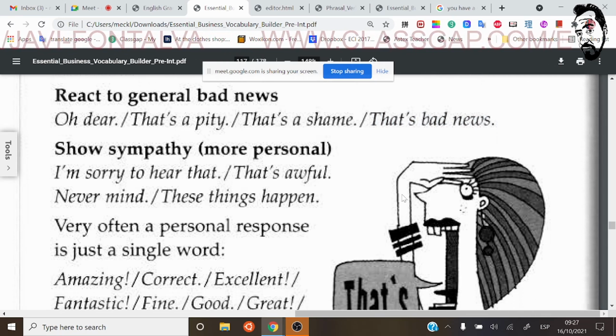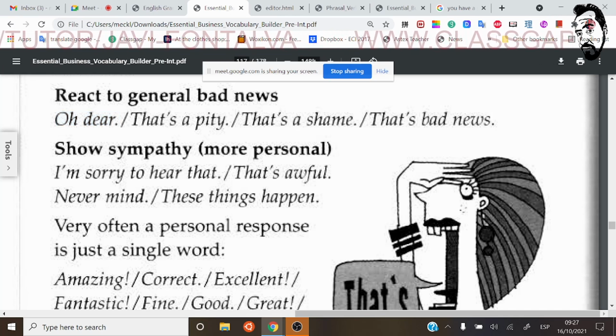Pity, qué pena sería. Sí, qué pena. O oh dear, como vaya. Qué mala suerte, ¿no? Oh dear. We use this one a lot. This one is very, very British. Típico británico. Oh dear. Okay.